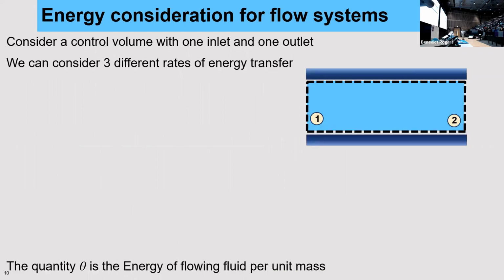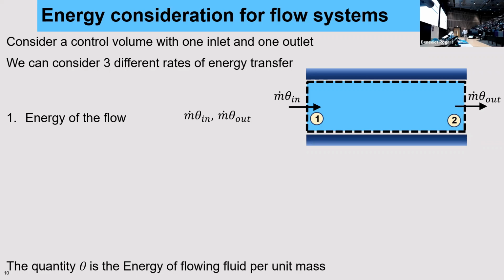All right, so let's go a bit deeper. Let's consider a control volume. We've got one inlet and we've got one outlet. So here's the inlet at 1, and then our outlet is here at 2. And we're going to consider 3 different rates of energy transfer. First of all, we're going to consider the energy of the flow. So this is the mass flow rate times theta, which is basically the temperature.